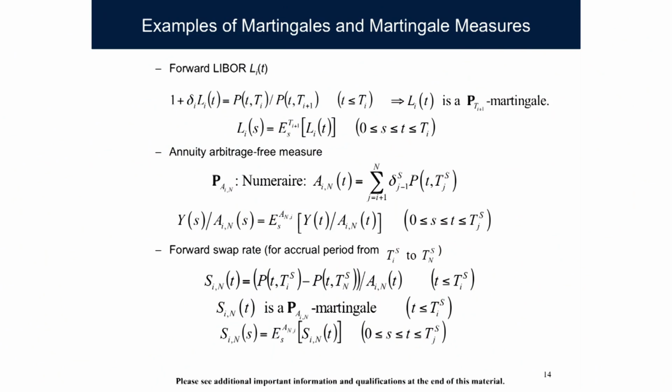Essentially, for a forward swap rate, we can start with an annuity, right? Numeraire, right? And since the forward swap rate, essentially we know, is the difference of two zero-coupon bonds divided by annuity, right? And therefore we can conclude, based on the Harrison-Pliska theorem, this forward swap rate essentially is a Martingale under the annuity measure, with this annuity as the numeraire.